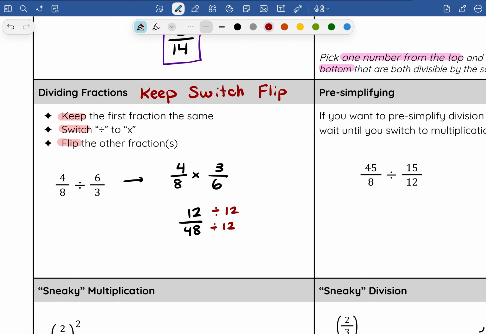If we divided by one of those other options, we would have just seen that there's still more that we could have done afterwards. So it's okay if you pick a smaller thing first, but what we get here is 1 over 4. Again, the 1 is super important to be on the top.